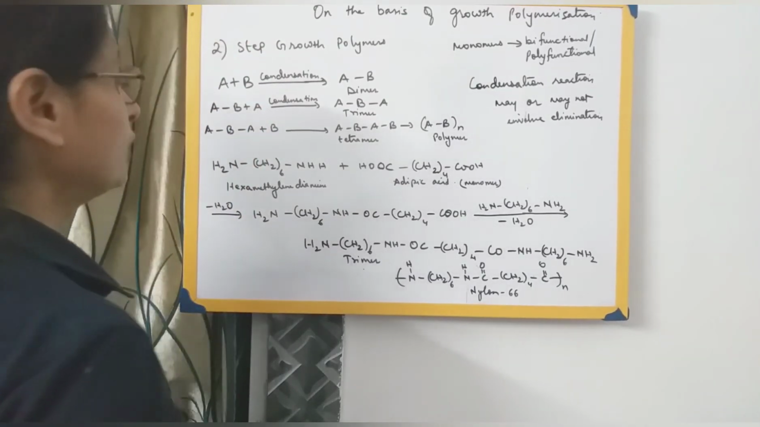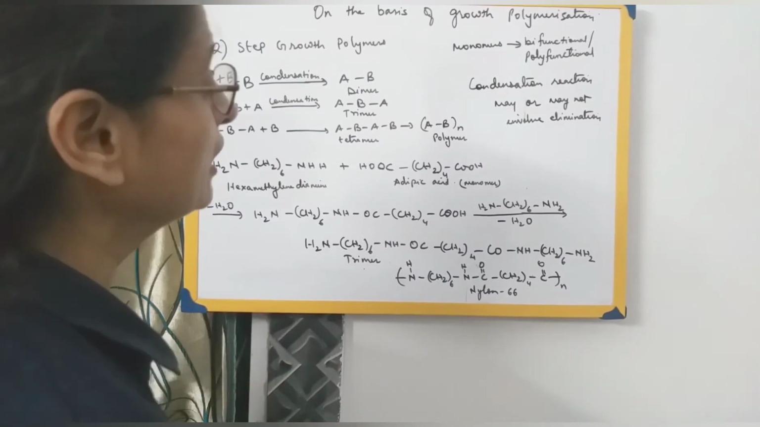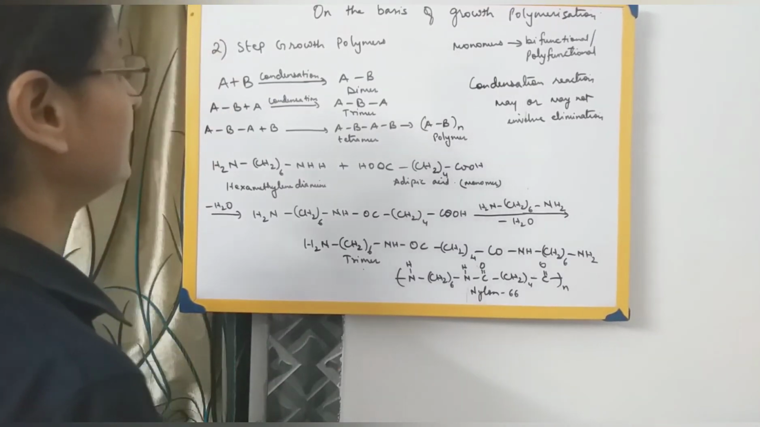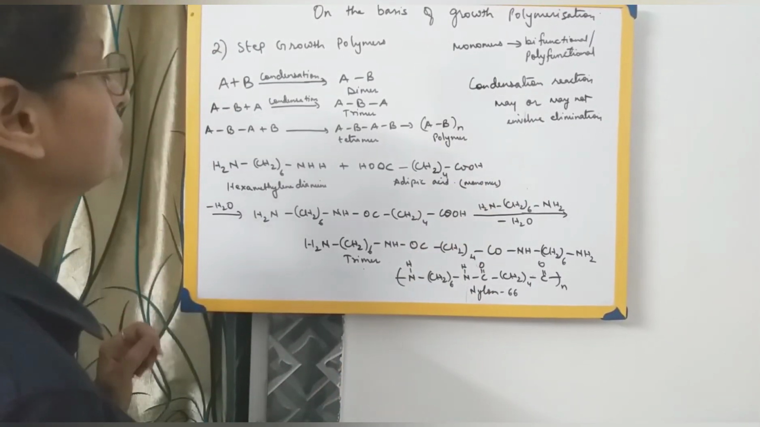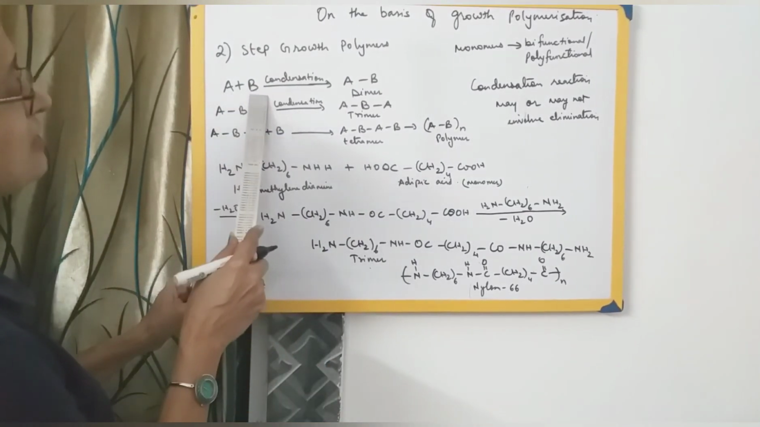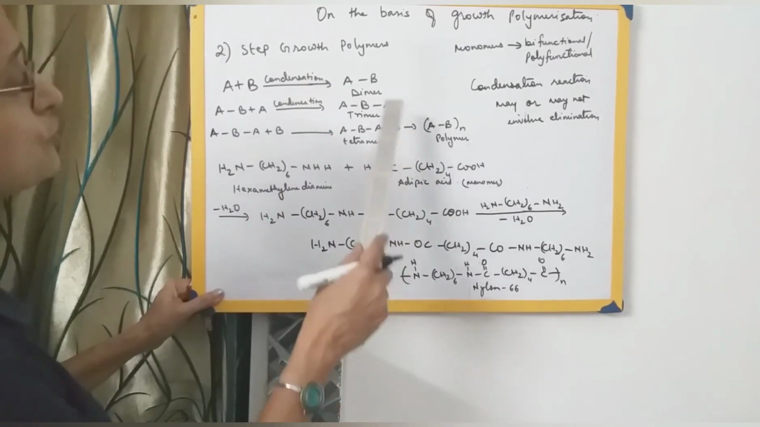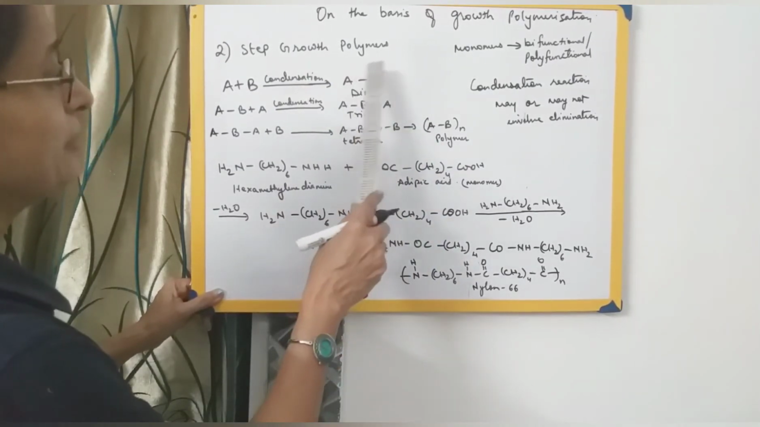In this, the process just goes on, that is the monomer unit goes on growing without the involvement of any initiator. No initiator is required over here. We can represent this. Suppose this is one monomer, this is another monomer. Both these monomers come together, condensation takes place, and it leads to the formation of a dimer. That is AB is a dimer.